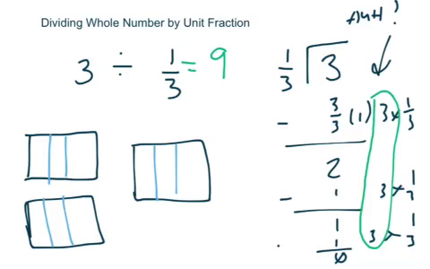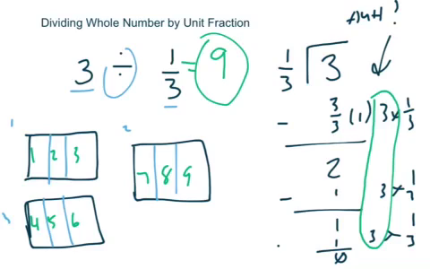So the question now is, okay, I have my 3 whole. 1, 2, 3. I've divided them into thirds, and I just count how many thirds did I create. How many groups of 1/3 do I have? 1, 2, 3, 4, 5, 6, 7, 8, 9. There are 9 1/3 in 3 whole. So how many groups of 1/3 can you create?